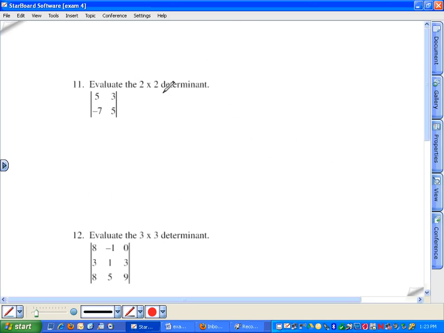Okay, the determinant of a 2 by 2 matrix. So if we consider this to be matrix A, then the determinant of A, which is denoted by these two upright vertical bars, is A times D subtract B times C. So it's going to be 5 times 5, which is 25. We're going to be subtracting negative 21, which is 46.